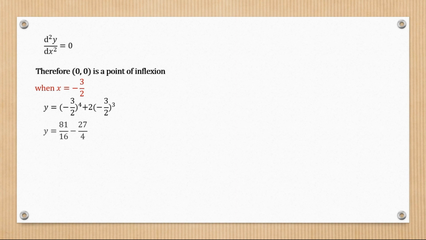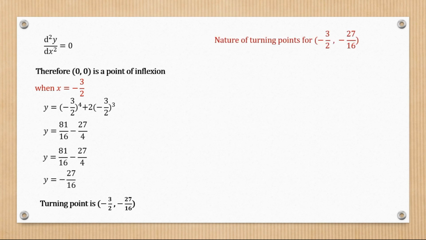Plug that in for y, which is equal to 81/16 minus 27/4, which gives -27/16. So therefore the turning point is (-3/2, -27/16). Let's find the nature of this turning point.